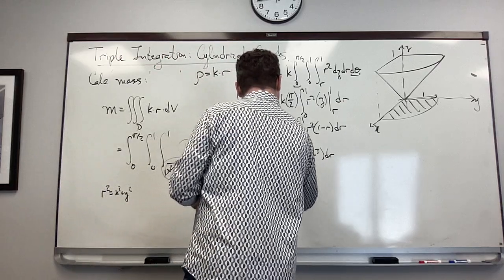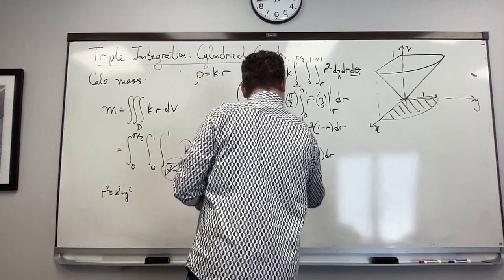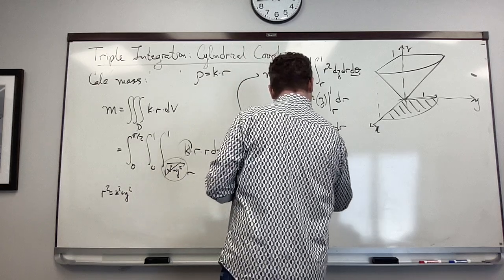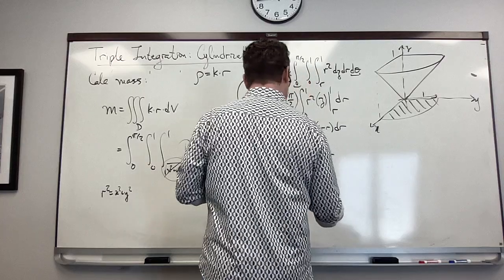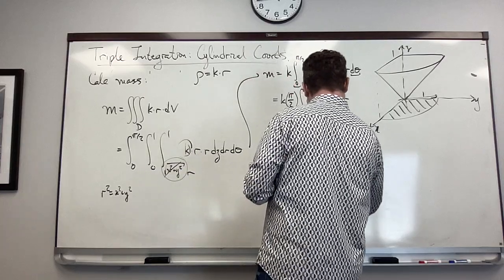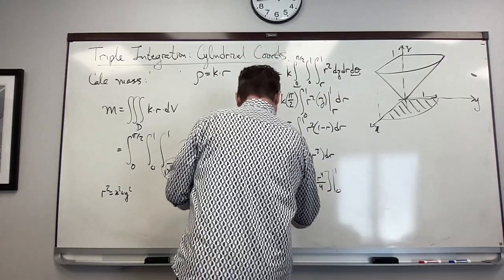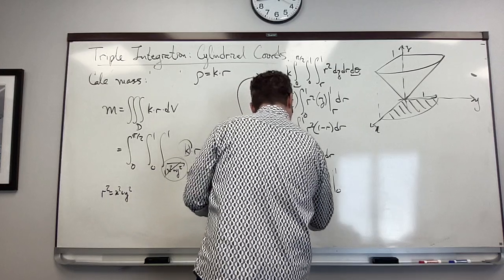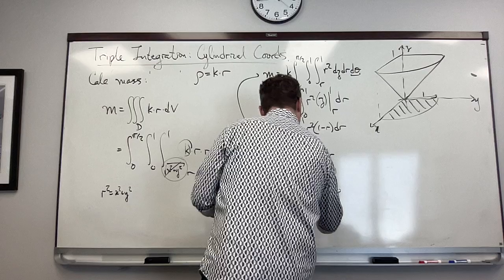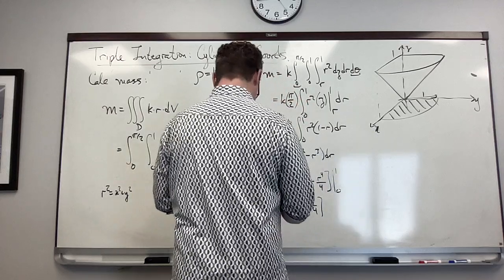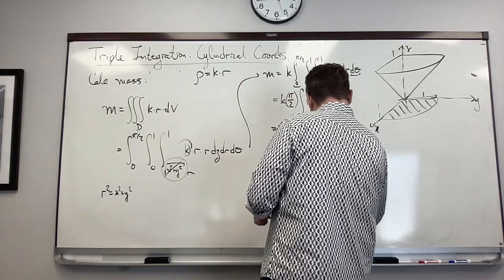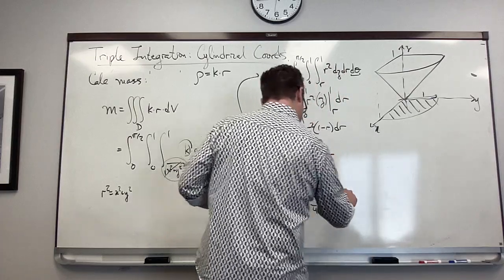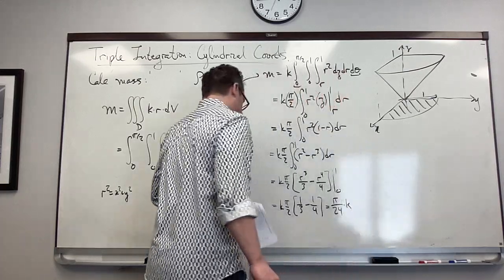So this is k pi over 2. Then we've got r to the 3 over 3 minus r to the 4 over 4, from 0 to 1. So this just becomes k pi over 2, 1 over 3 minus 1 over 4, right? Which would be pi over 24. Okay. Now, sorry, times k.